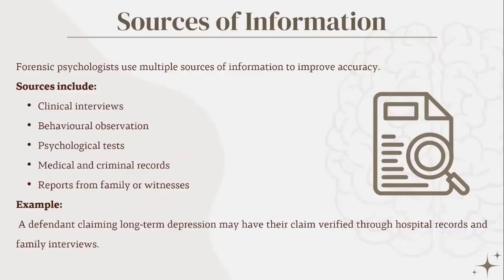So forensic psychologists, criminologists generally use multiple sources of information to improve accuracy. Because if we are saying something, we have to collect some information from different sources. For example, how will we collect the information? After conducting clinical interview, behavioral observation, psychological test, medical and criminal record, and reports from family or witness. A defendant claiming long-term depression, suppose. So whether he is hospitalized or he is taking any medicine, we will collect from hospital records. We will collect the information from the colleague, from the friend circle, from the family. So we are collecting the information from different sources to make the information accurate.